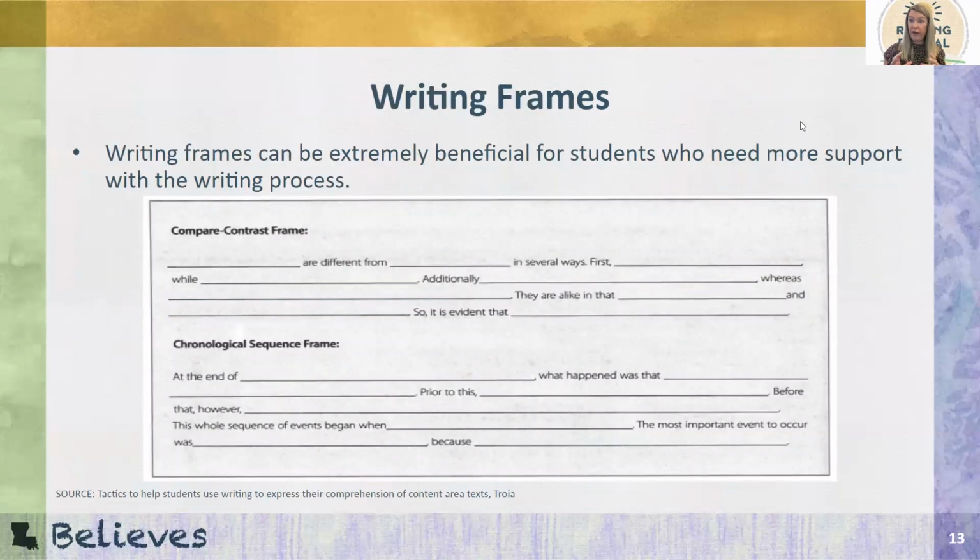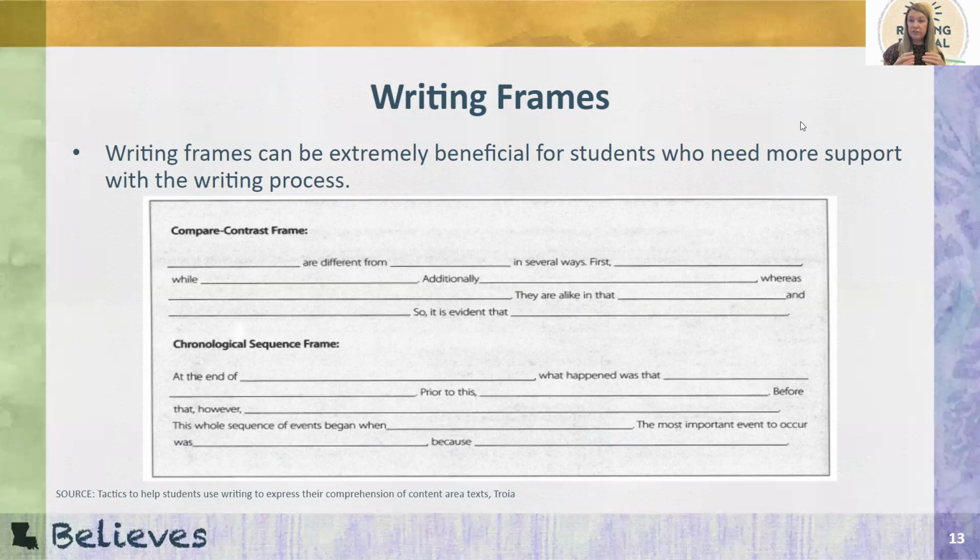So within writing, sometimes writing can be overwhelming not just for the teacher, but for the students as well. And so writing frames can be extremely beneficial for students who need more support with the writing process. This can be for our English language learners. It could be for our students with IEPs or 504 plans, but you're giving them a frame.